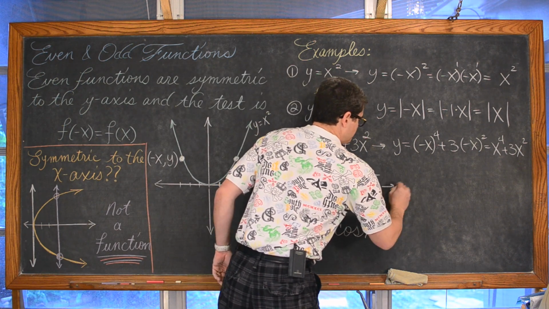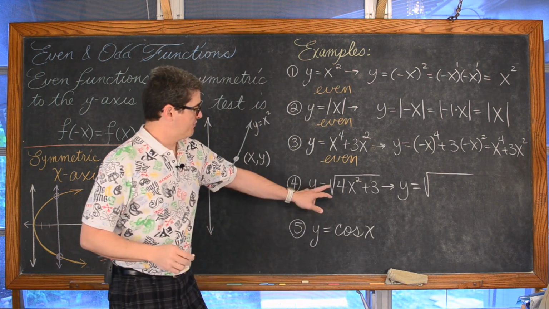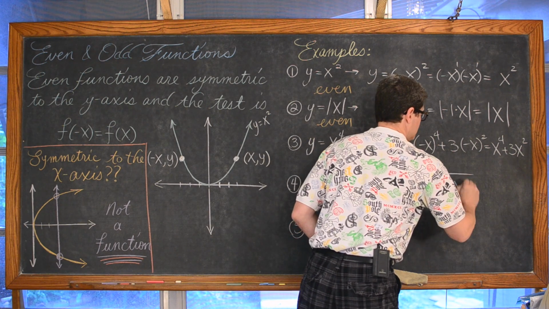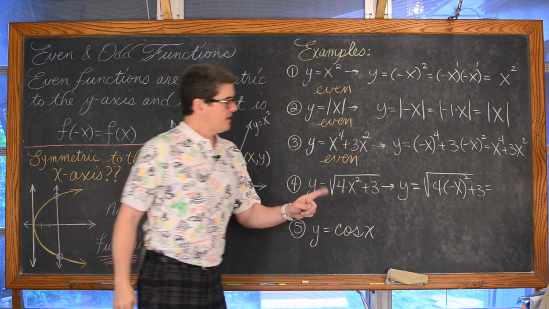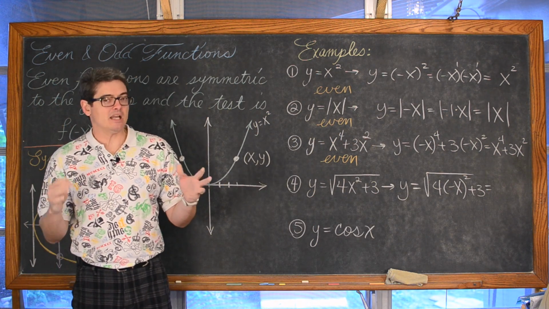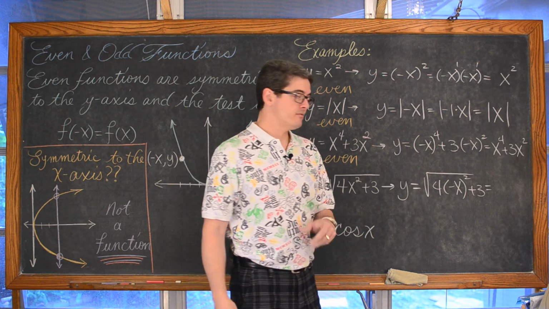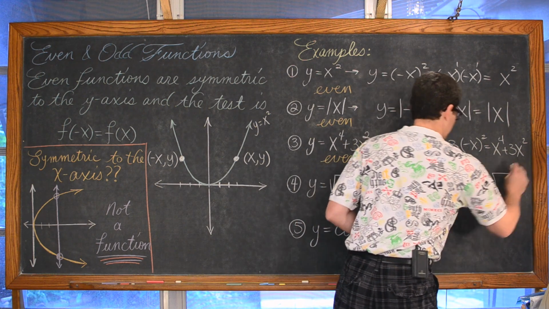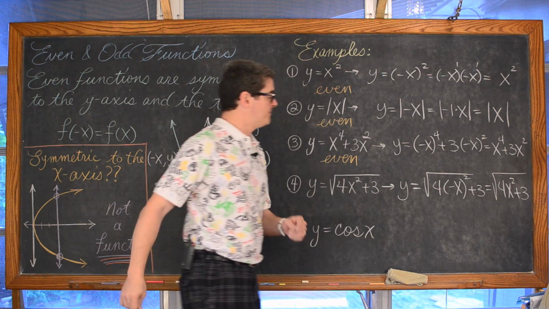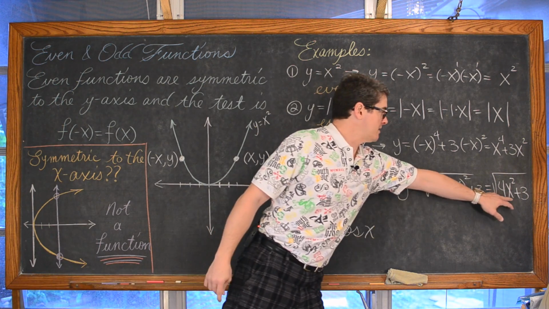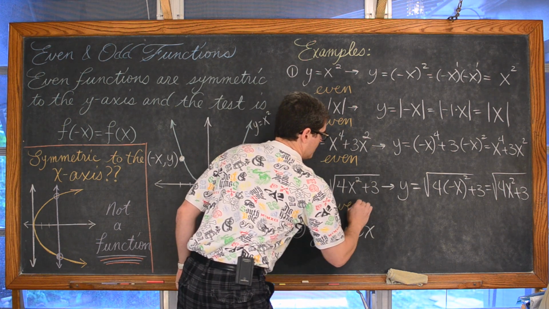Now here, we have y is equal to the square root of 4 times negative x to the second power plus 3. And again, that opposite of x, that negative x being raised to an even power, that even power is going to cancel out that negative, giving us the same expression back, the square root of 4x squared plus 3. And thus we plugged in the opposite of x and we got the same expression back. So this was even as well.